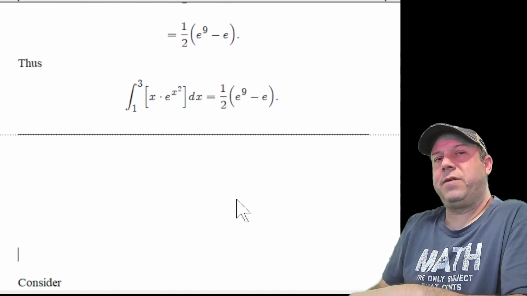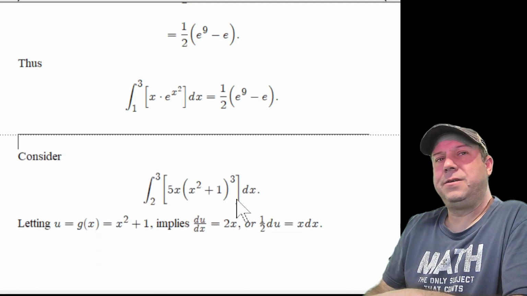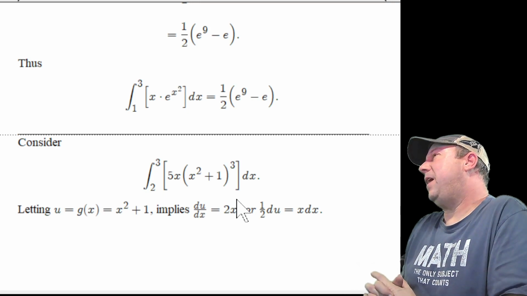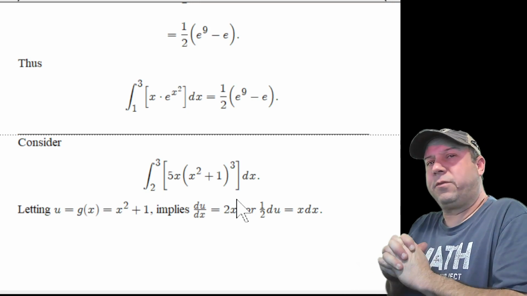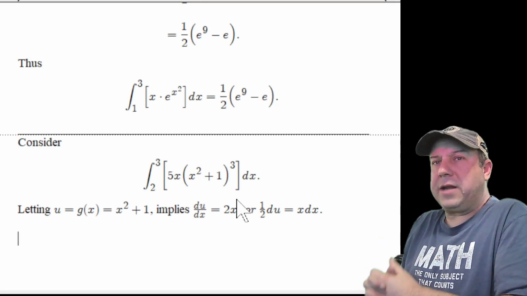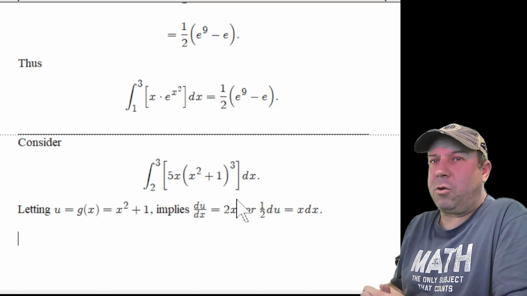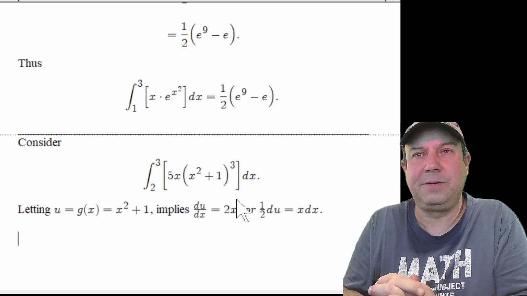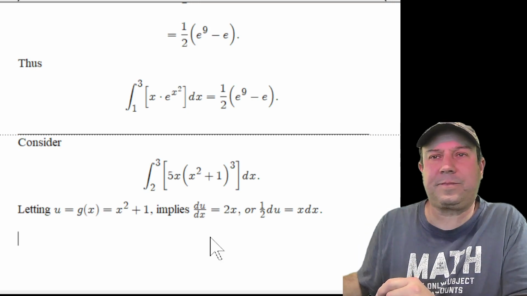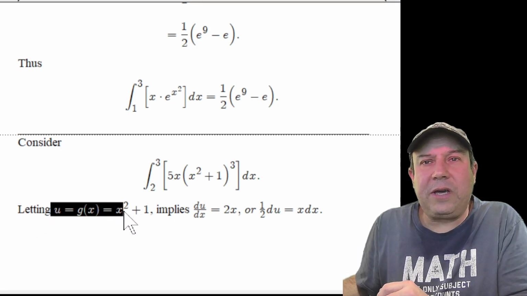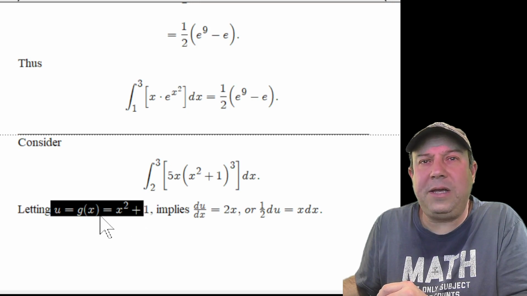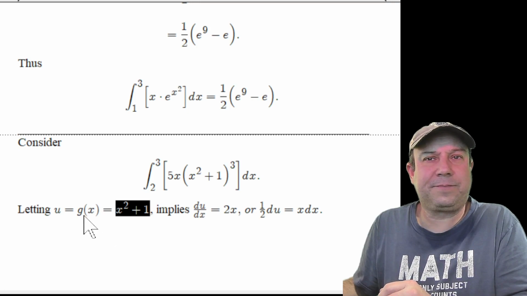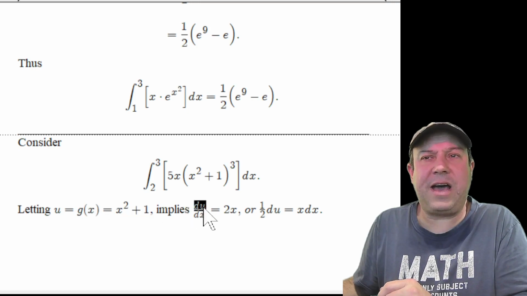Got one more for you, folks. So here's one. Consider the definite integral from 2 to 3 for the quantity 5x times the quantity x squared plus 1, quantity cubed. Now, what we can do here is we can let u be the function x squared plus 1. Let that be some function of x.